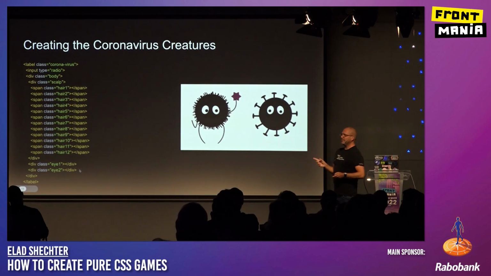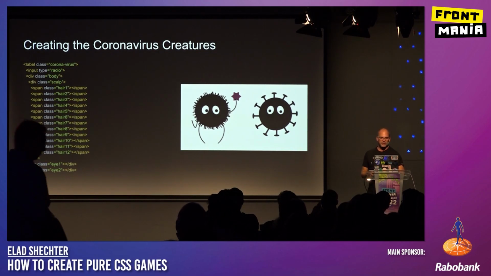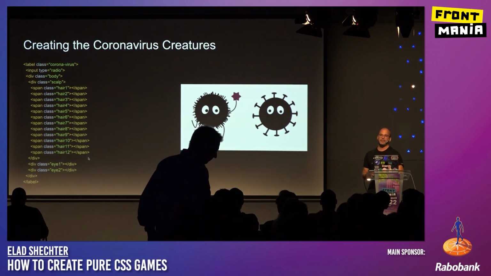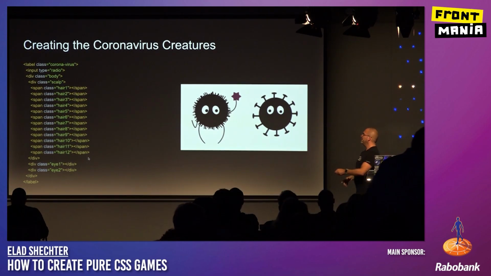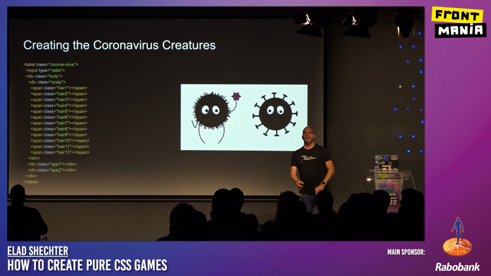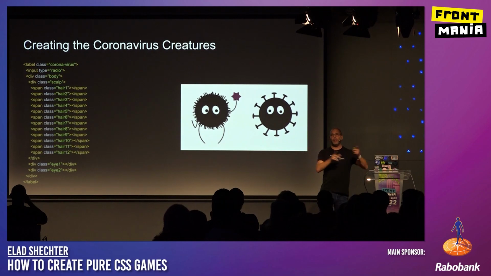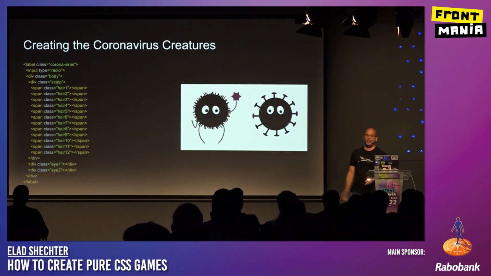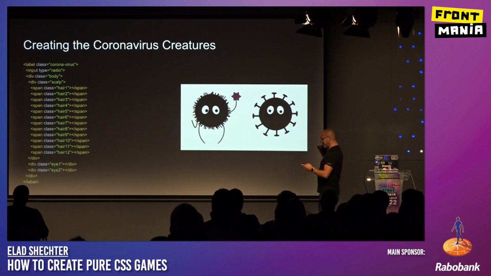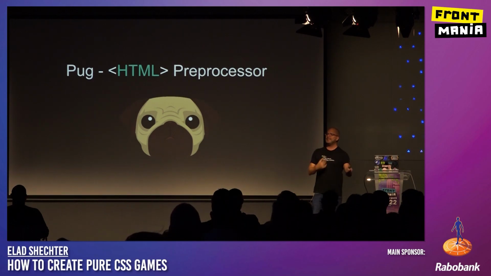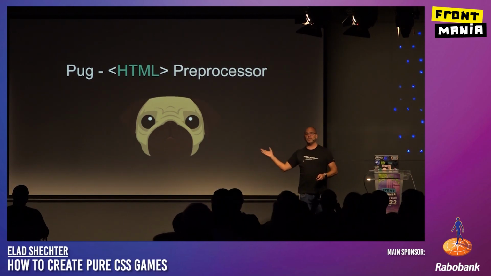But from the beginning, I saw that I have a lot of repetition in my HTML code, like to create those 12 hair HTML elements. And in the real game, I have 100 coronavirus creatures, and I didn't want to copy-paste them one by one. I needed to think about a way to solve this problem. And for the first time in my life, I'm using an HTML preprocessor that gives me the possibility to do the repetition in the HTML part in a smarter way.